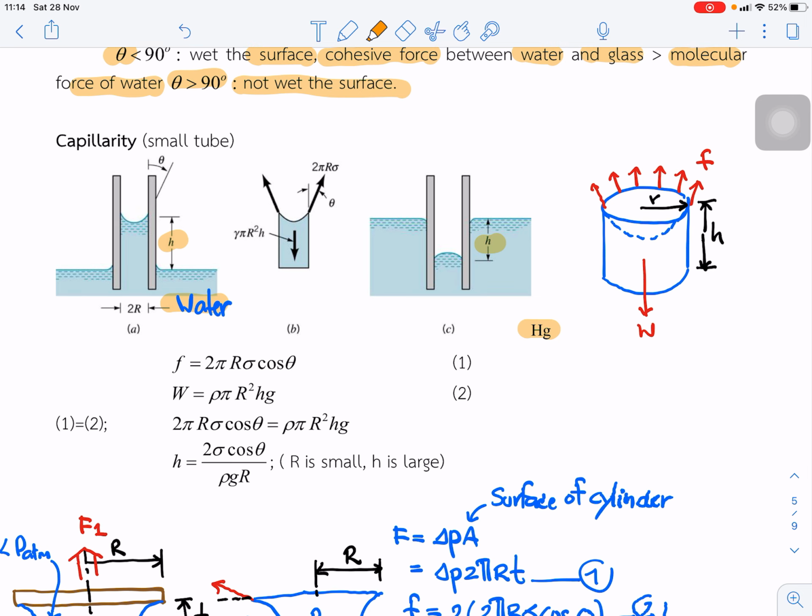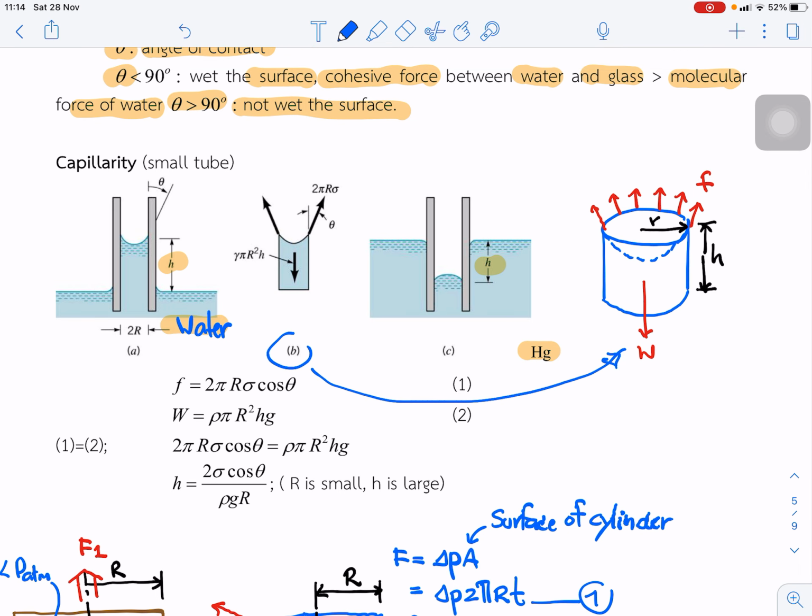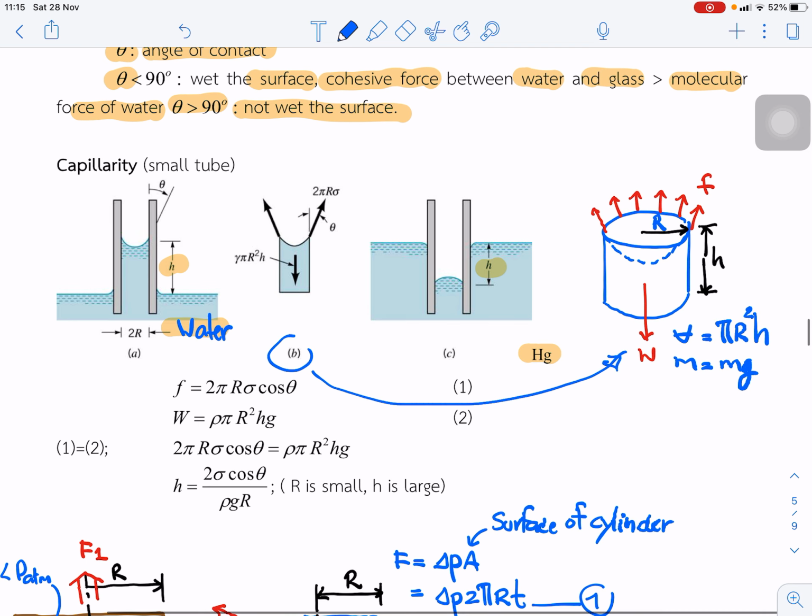Next, we can draw from part B. From this, we can enlarge the free body diagram of this capillary rise, and the volume of this capillary rise is equal to pi r squared h. So we can change this one to capital R. Okay, and the mass is equal to m. So we can substitute the weight, which is equal to rho times volume times g. So we got rho, substitute the volume pi r squared h, and g. So that is equation 2.